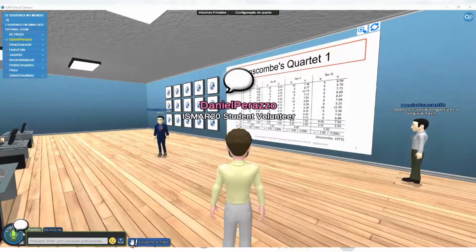Well, back in 1973, Anscombe asked himself the same question, and he created Anscombe's quartet. It consists of 4 data sets. You can see it here on the screen, set A, B, C, and D. And each of them has 11 items. And interestingly, the numbers are all different, the data sets are different.